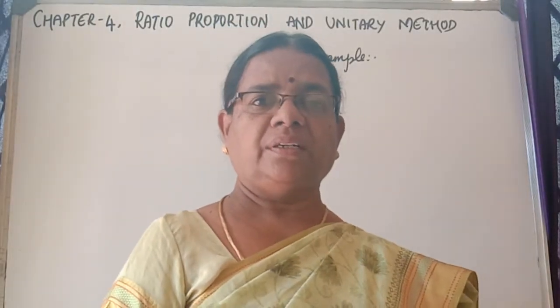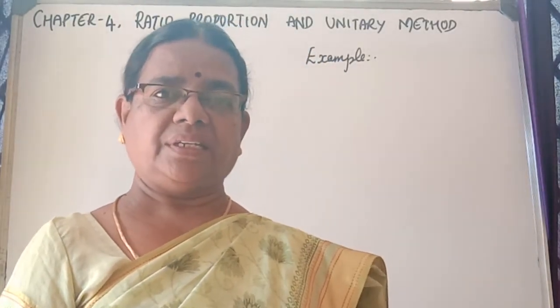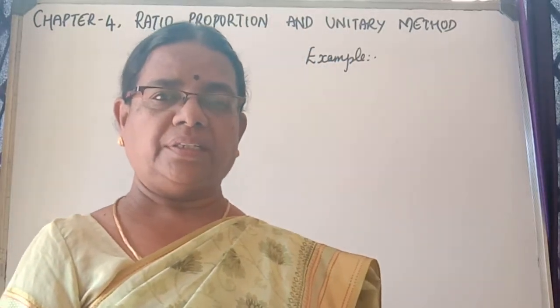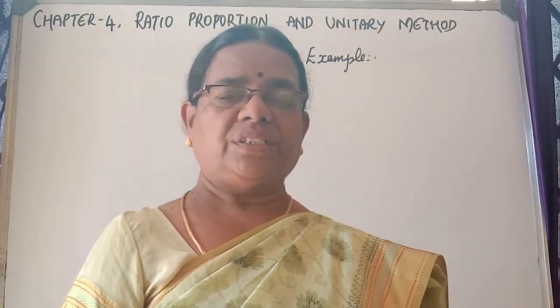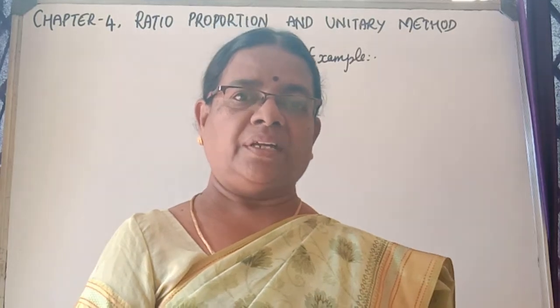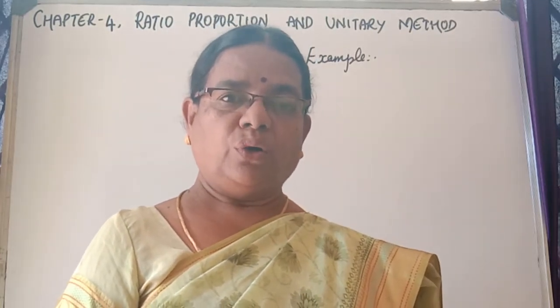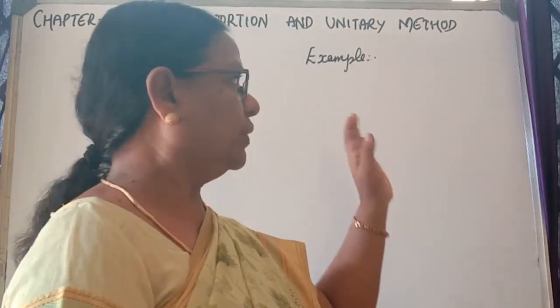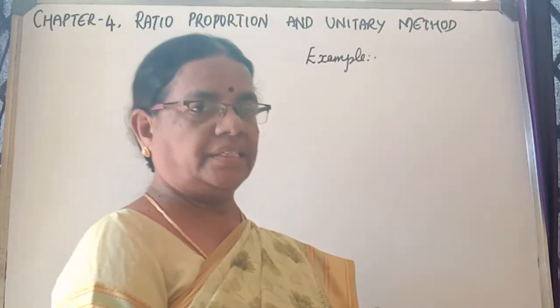Good afternoon, children. In the previous classes, we have seen chapter 4, ratio, proportion and unitary method. In ratio, you studied what a ratio is, how to simplify it to the simplest form and how to write it in ratio form, everything you studied. Now we are moving to the next concept with an example.